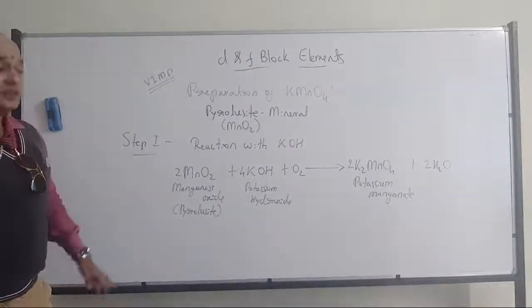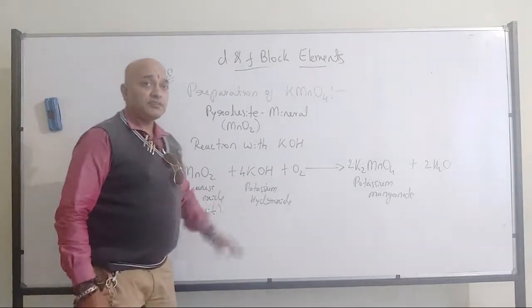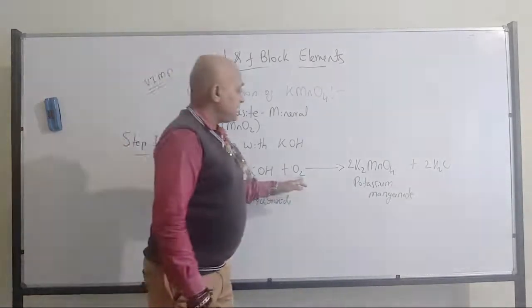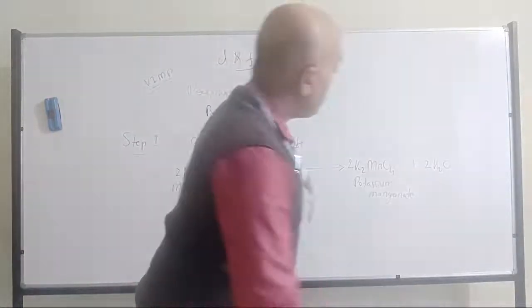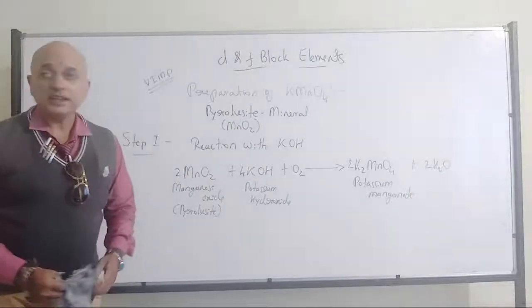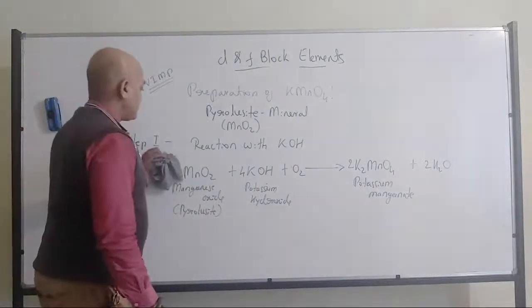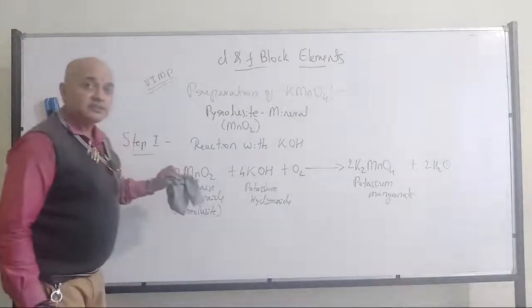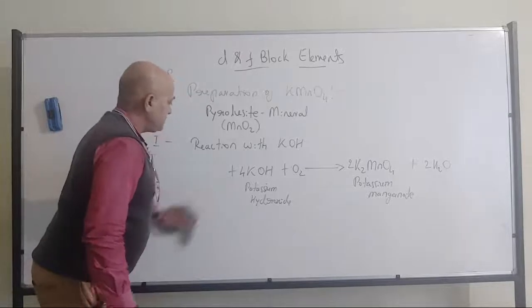So the first step is that pyrolusite will be treated with potassium hydroxide in the presence of oxygen to give rise to potassium manganate. Have we got the final product? No, we have not got the final product. Any doubts in this reaction? So shall we move to the next one?